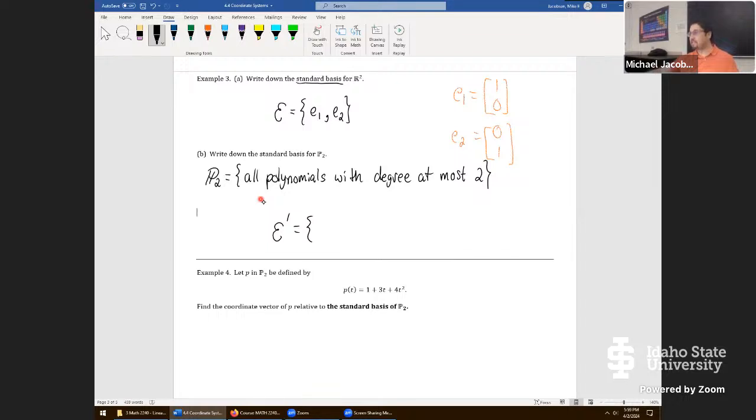So this standard basis, well, to get all polynomials with degree at most 2, you first need the constant polynomials. So you need a constant function, and that's about the easiest constant function ever, the function that always evaluates to a 1. Now, our author writes down these functions in this way, but some people would potentially write them in this way.